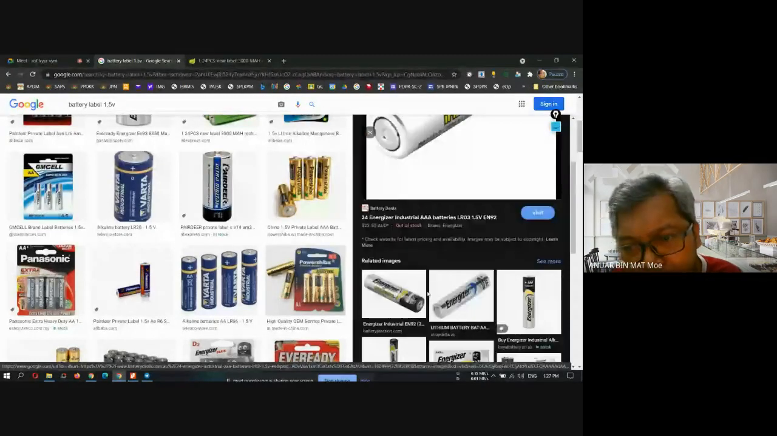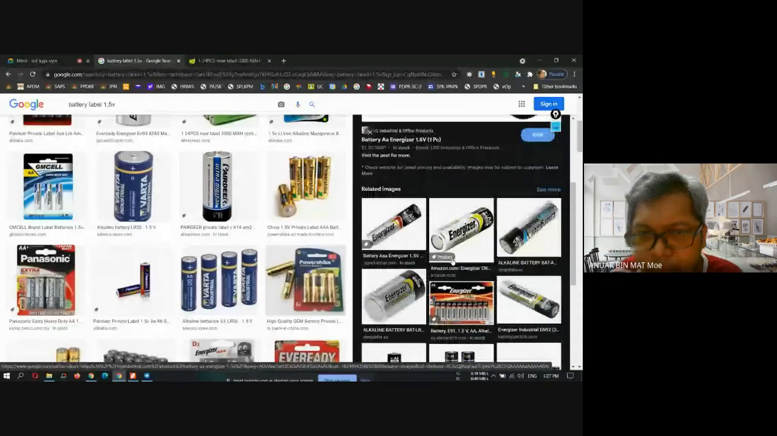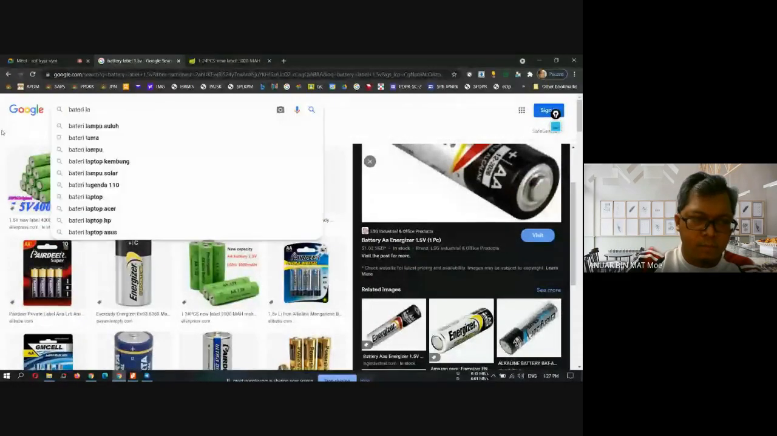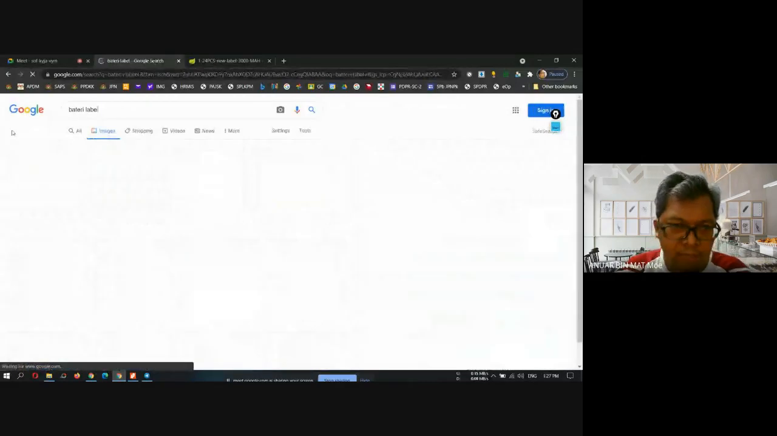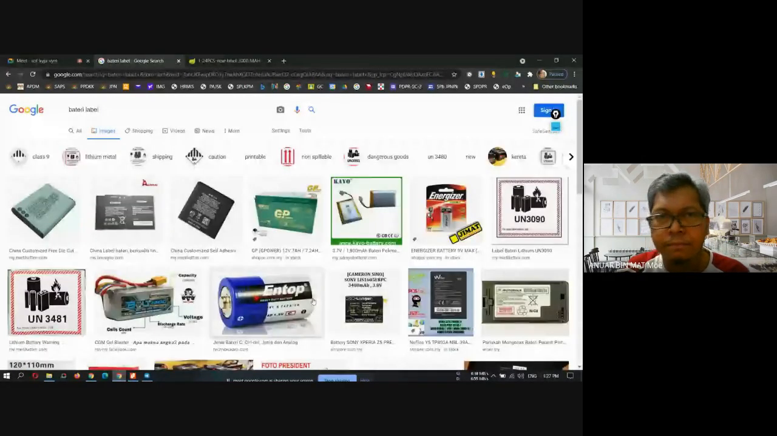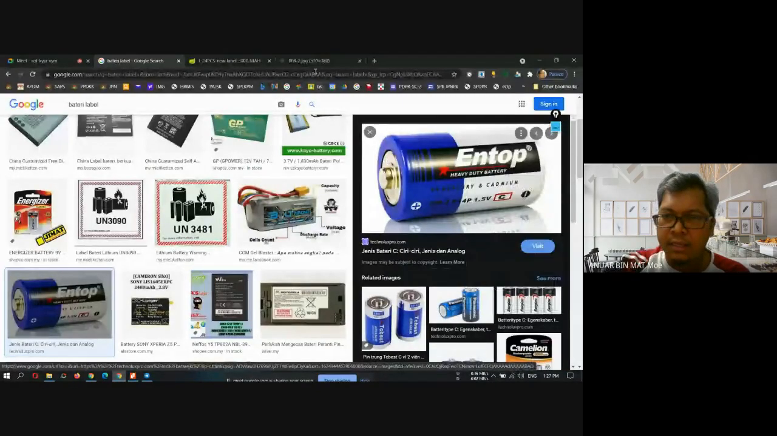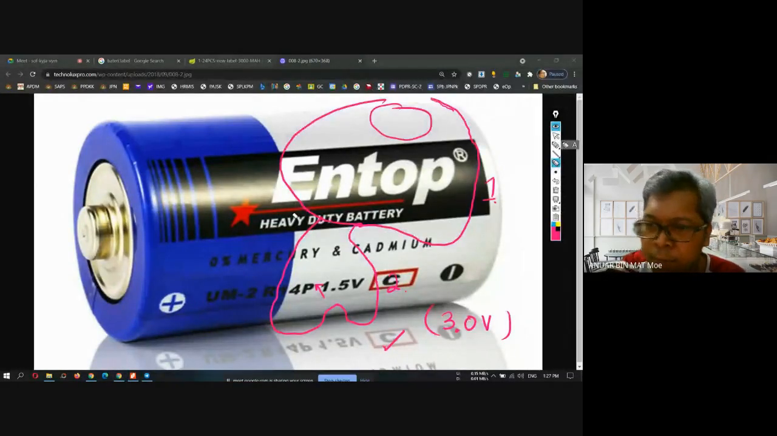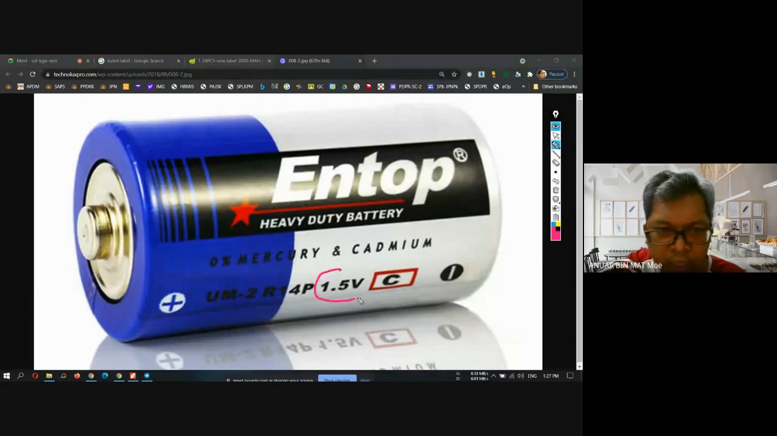This one, for example. It must have it written. It will state here the number of volts, 1.5 volt, and usually it is 1.5 volt. For an AAA battery, AA battery, and D size battery, all these three types of battery have 1.5 volt each.